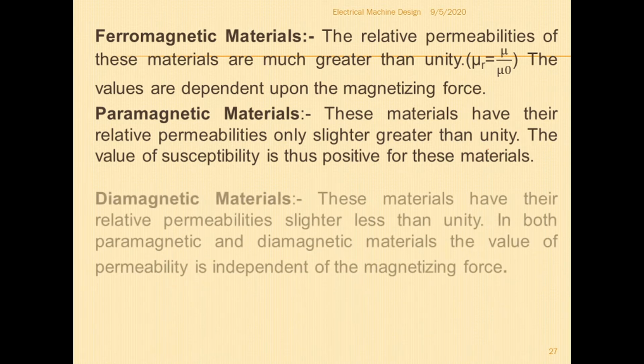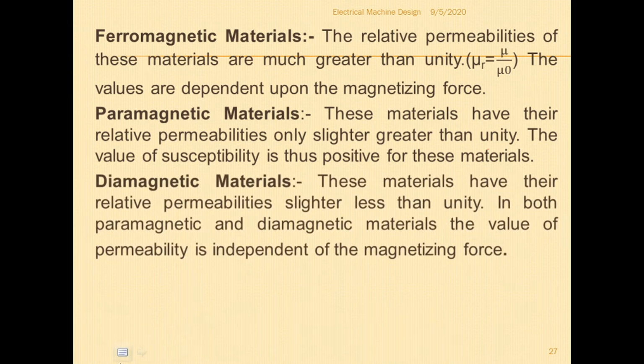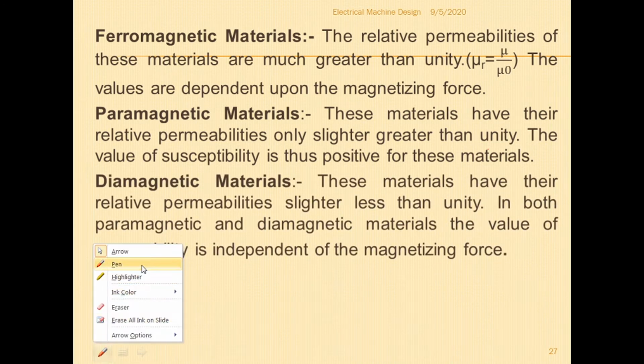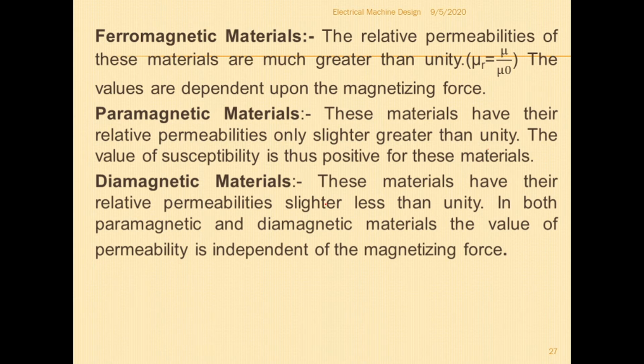Correct. So third categorization is diamagnetic material. Diamagnetic materials have their relative permeability slightly lesser than unity. So the value of mu r is less than unity, less than 1. That means it is not at all, or very little, supporting the formation of magnetic field.